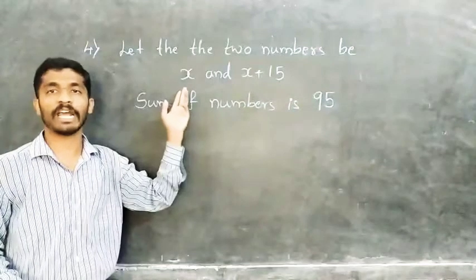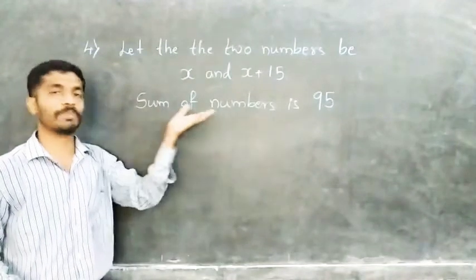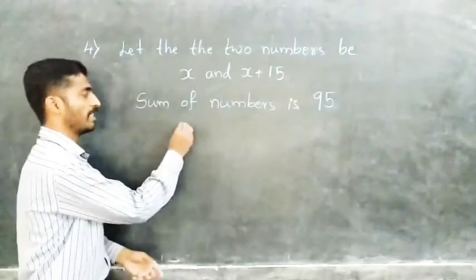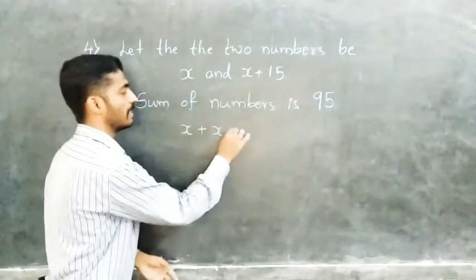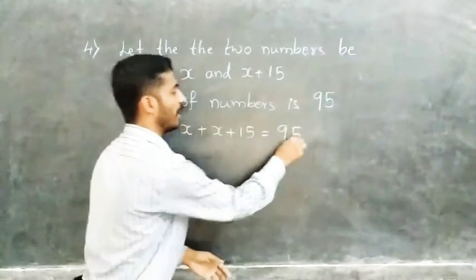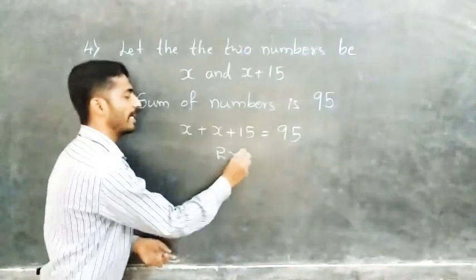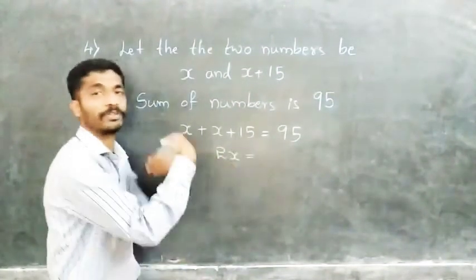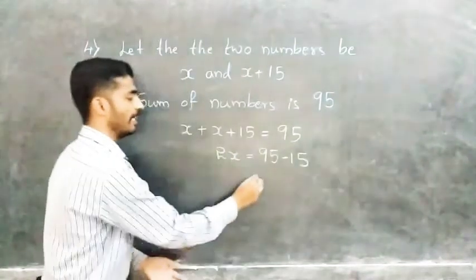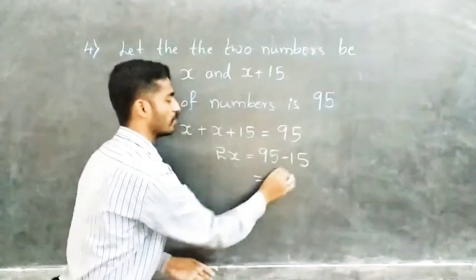One number will be x and the other one will be x plus 15. So as per the condition, sum of numbers means here two numbers are there, I will add them. x plus x plus 15 gives us how much? It will be 95. So here x plus x, it will be 2x. Then if I take 15 to the right side, it becomes minus. So 95 minus 15, how much you will get here? 5 minus 5 is 0, 9 minus 1 is 8.